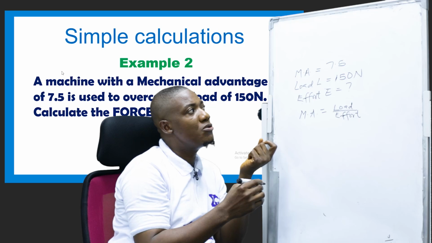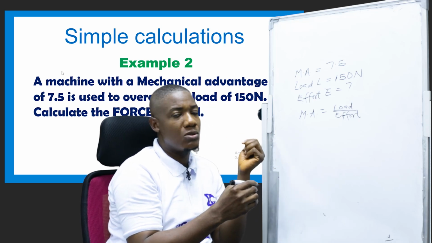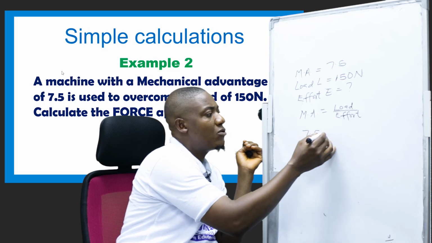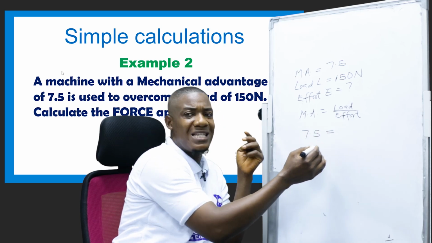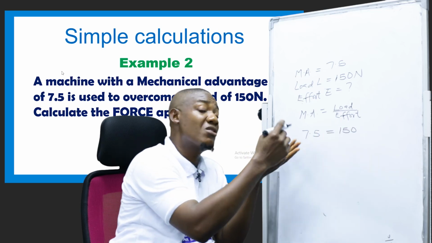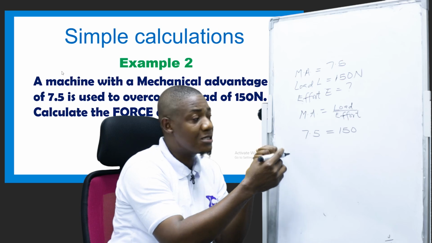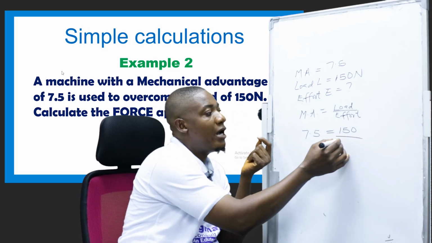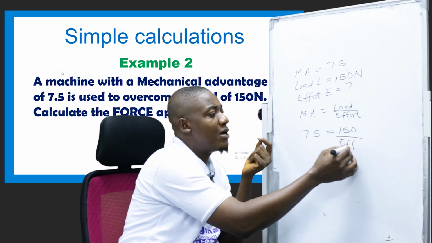So what we need to do here is to substitute. Mechanical advantage is 7.5. Load, as given here, is 150 newtons. No need of writing the newton. I hope you understand. Yes, no need of writing the newton. So all over effort, which is what we are looking for.